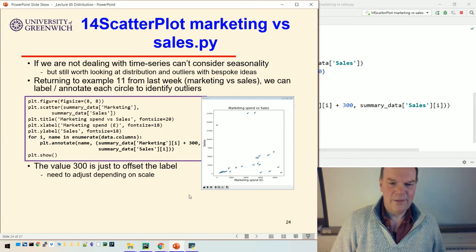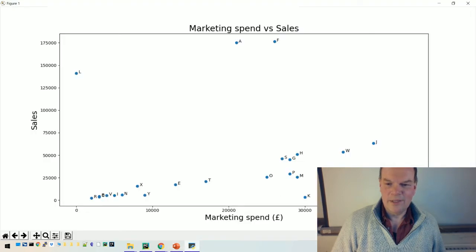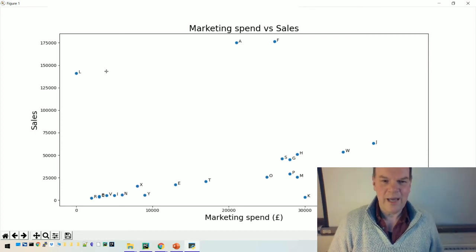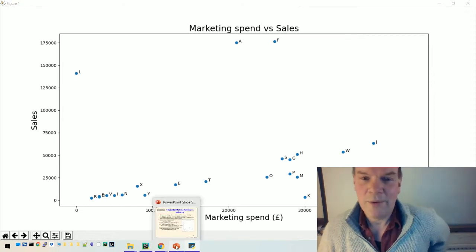Okay, so now I can identify what the outliers are, and most importantly, these ones down the bottom, K, Q, D, and U, look a bit unusual. A, F, and L, I know about because they are ones where the number of sales is very high, and so the marketing doesn't seem to have any impact on them. So A, F, and L are pushed up to the top because this is the sales on the left-hand side. But these ones down here seem to have very low sales, but quite high marketing. So there's something perhaps not quite right there.